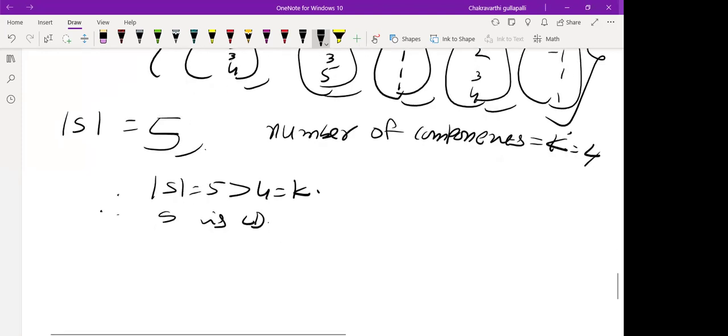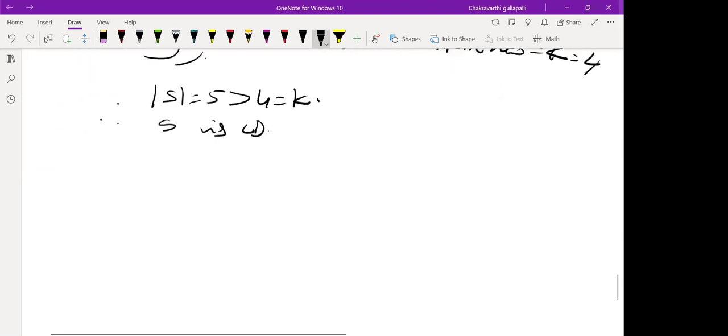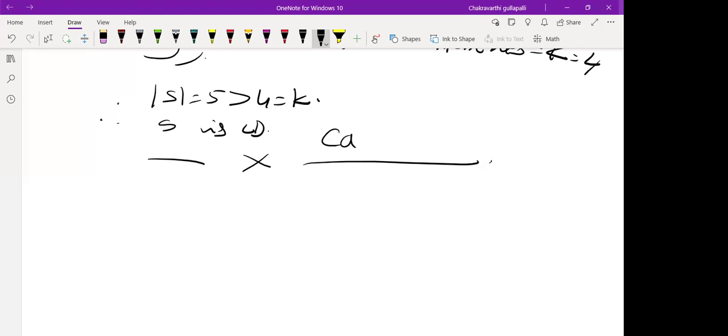Can it be a basis? The answer is no, because to be a basis, it should be linearly independent. This is linearly dependent. It cannot be a basis. So this is the advantage. Then somebody may get a doubt: if it is dependent, it cannot be a basis, but if it is independent, can you say it is a basis? Is every independent set a basis?